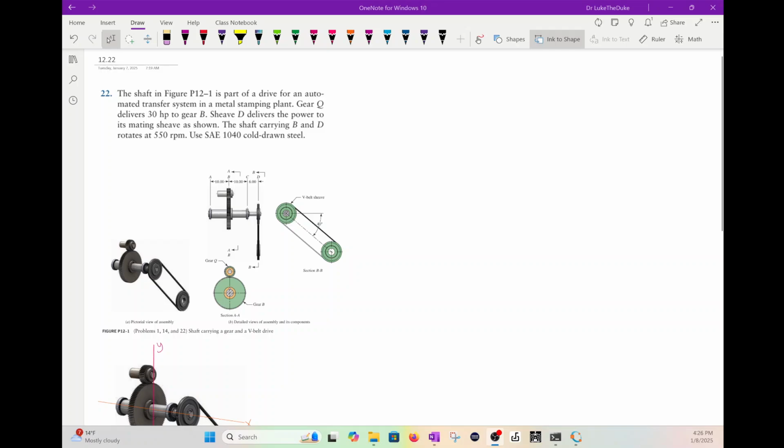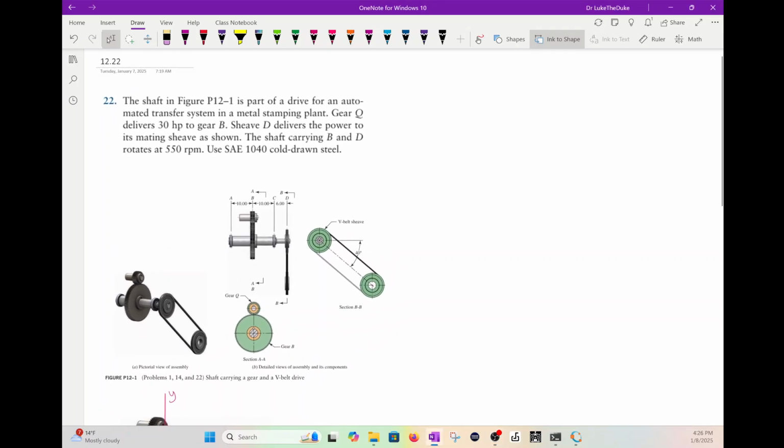All right, let's take a look at this particular problem. And we're going to use the design equation for machine design. So this shaft in figure 12.1 is part of a drive for an automated transfer system in a metal stamping plant.